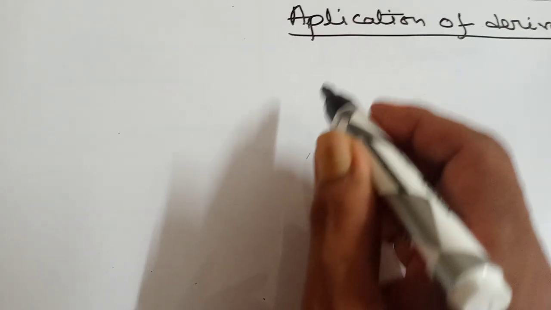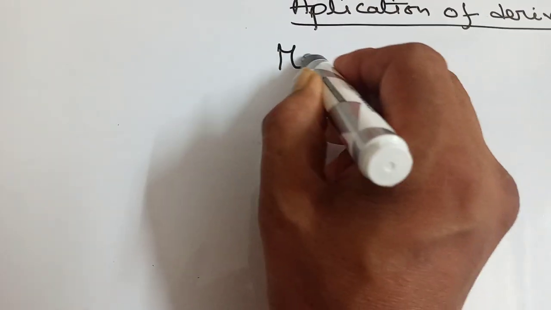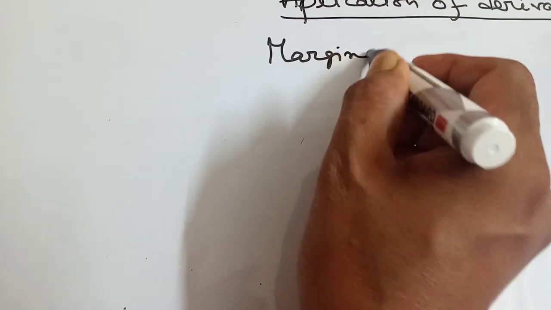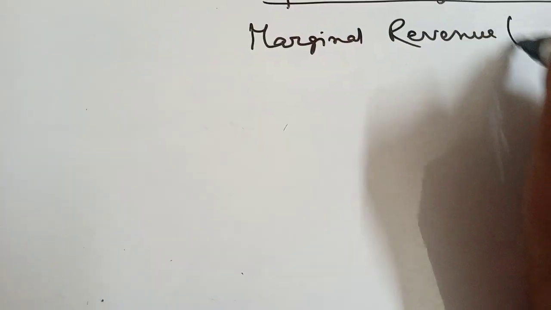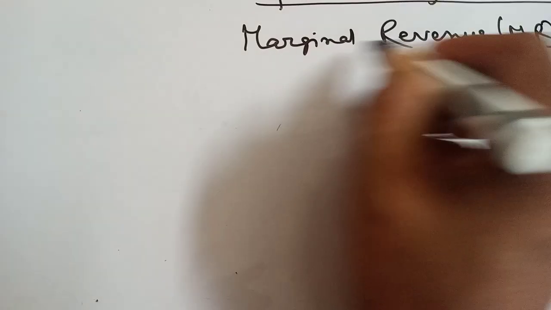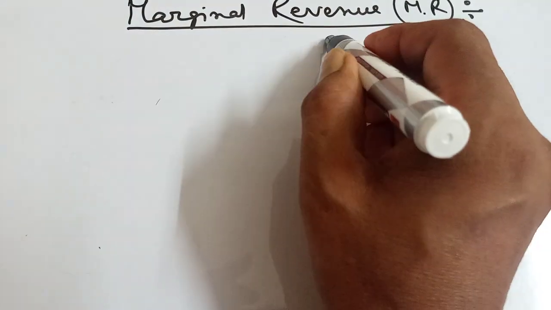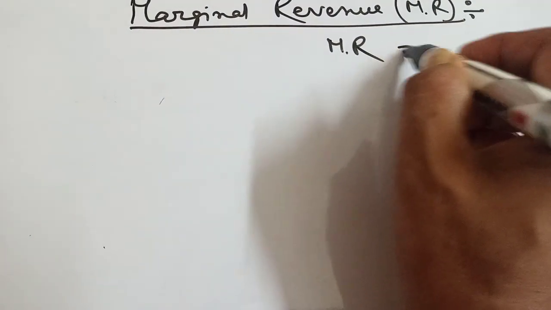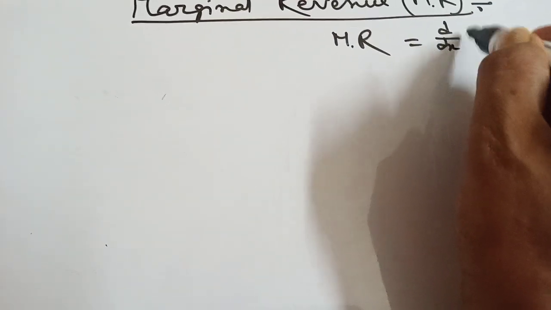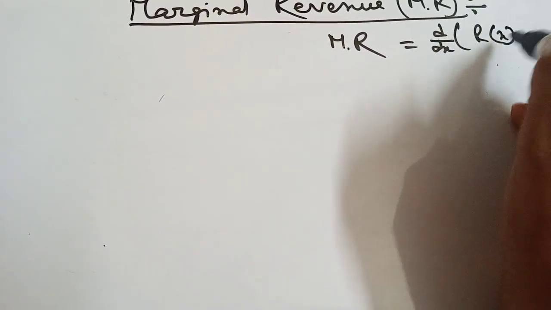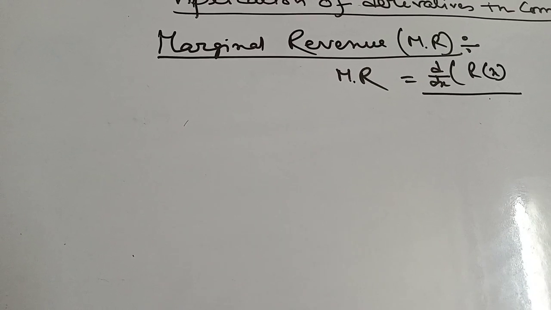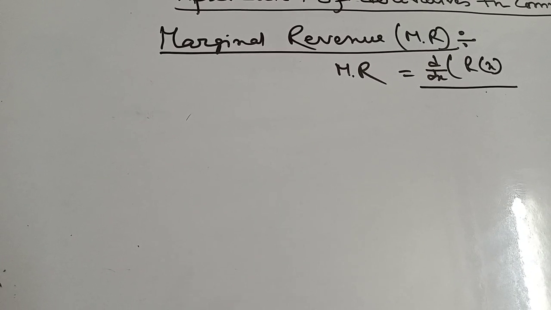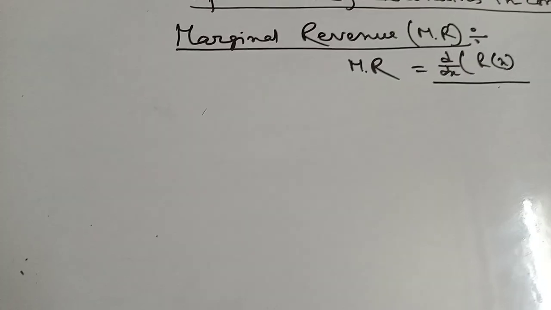Now marginal revenue, that means MR. Marginal revenue MR equal to ddx of Rx. Differentiation of Rx, that means revenue function, is called marginal revenue.